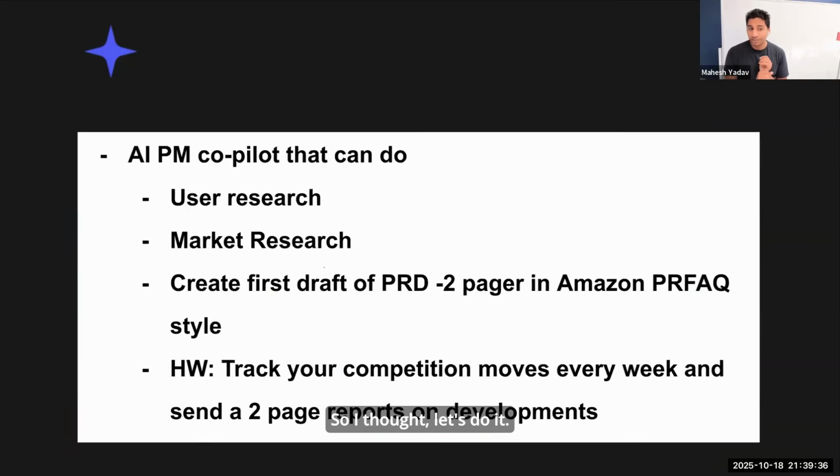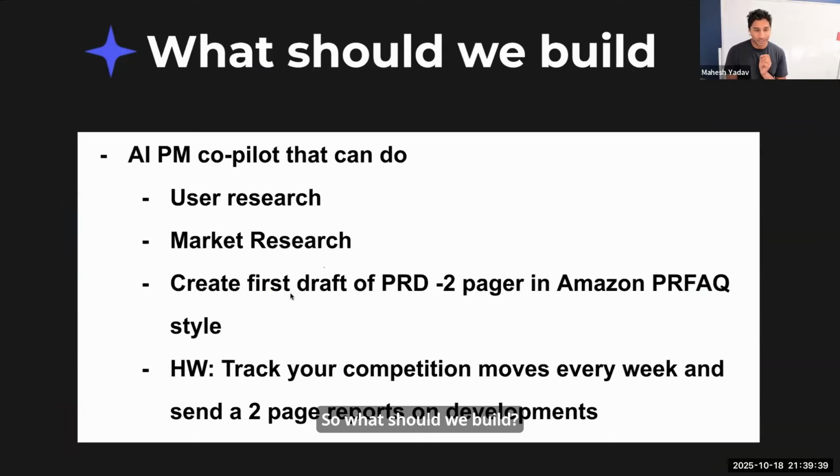So I thought, let's do it. So what should we build? The developers are building agents for PMs. PMs are building agents for devs. And then some other companies, people who have no clue, are building agents for lawyers, sales agents, and everybody else. So I thought, let's change it for our community and at least build something that we can use.